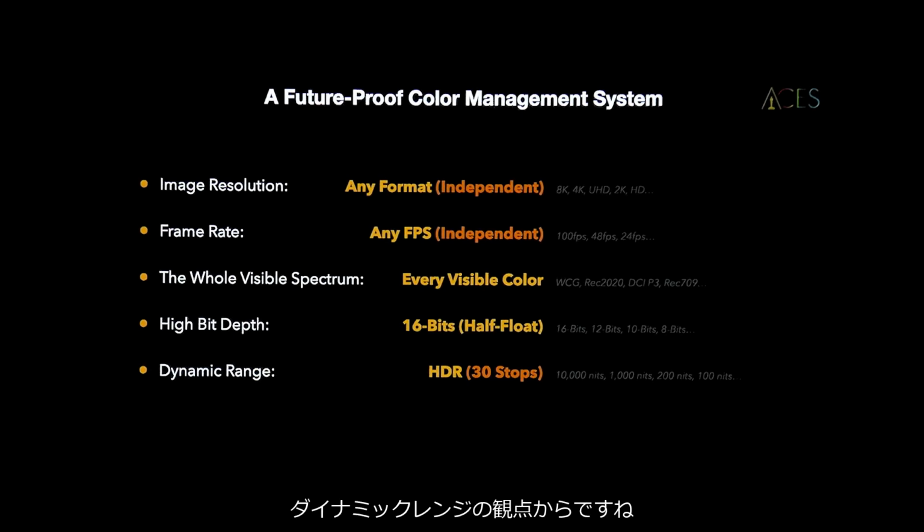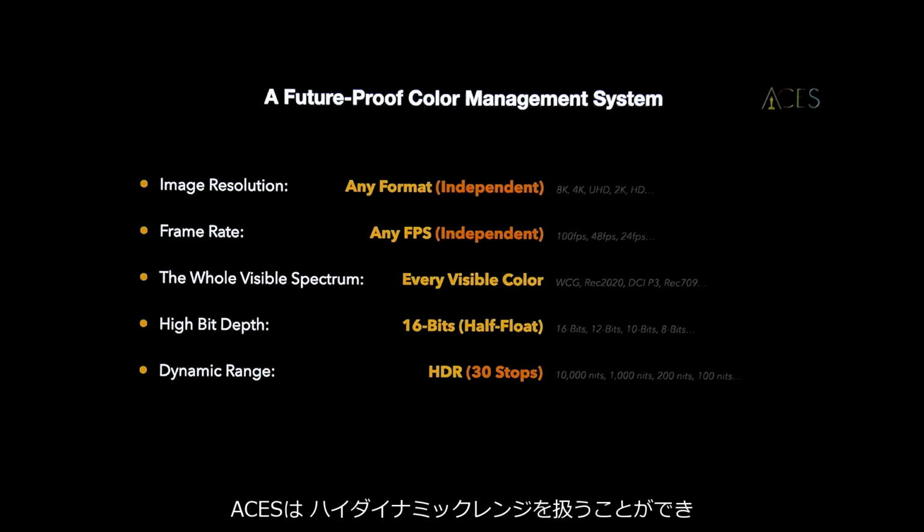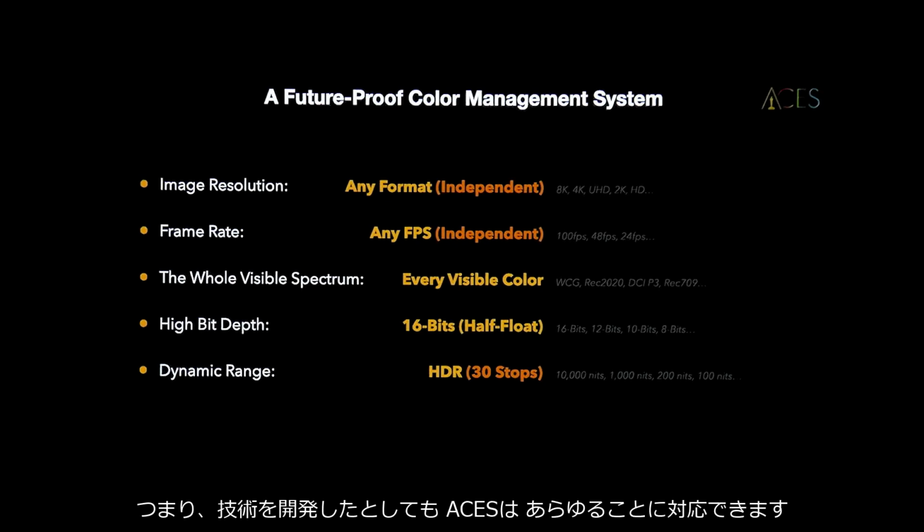In terms of dynamic range, something that is a very hot topic these days, because all productions now are getting high dynamic range, well, ACES can handle high dynamic range. You can handle approximately 30 stops. And just for reference, the human eye, they say, can see something like 24 stops. So this can get even more than that. So that's why it's going to be the future. I mean, even if we develop the technology, this can handle everything.